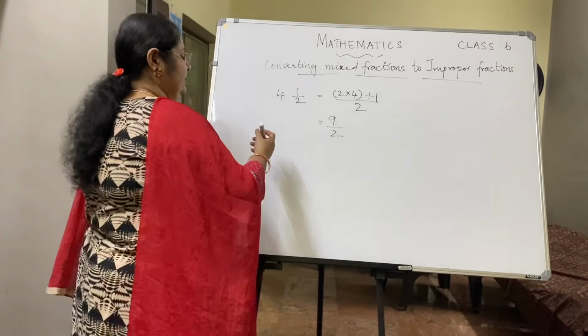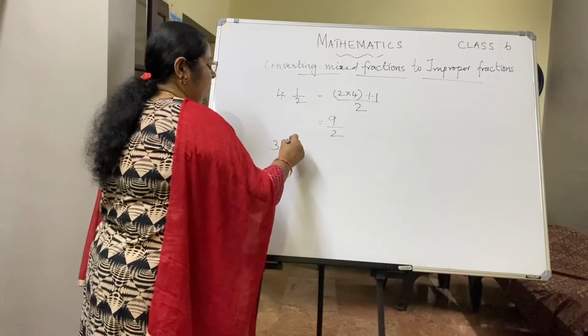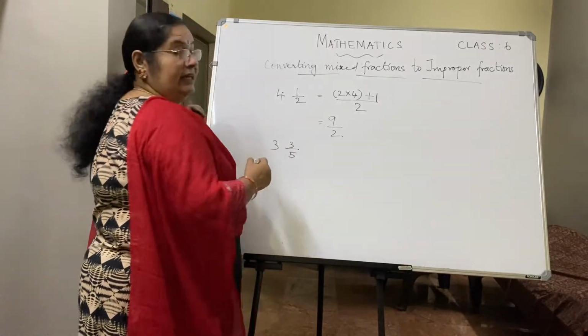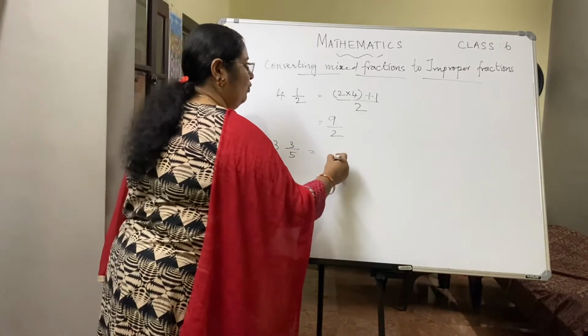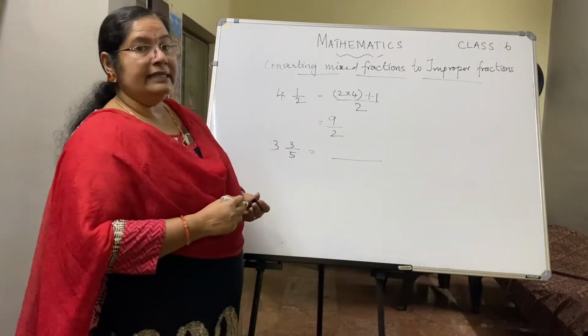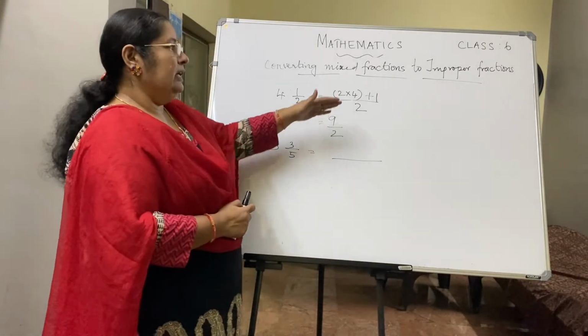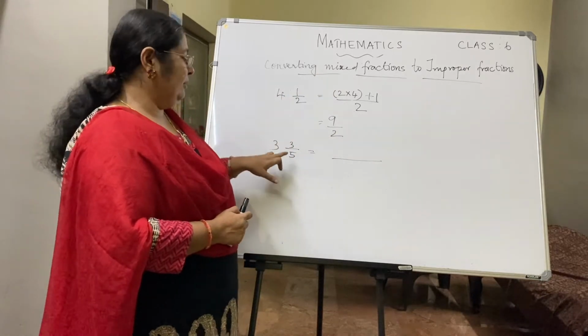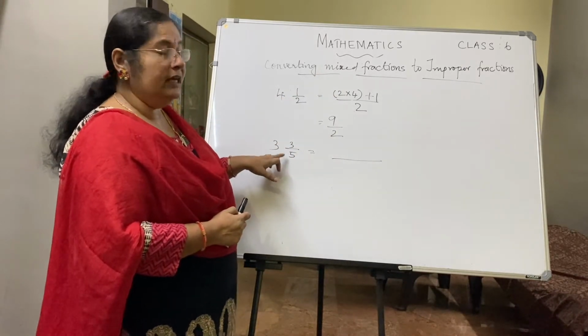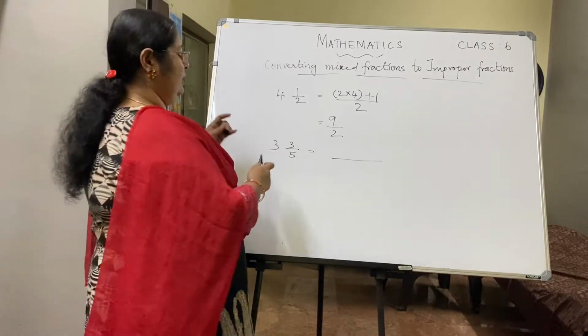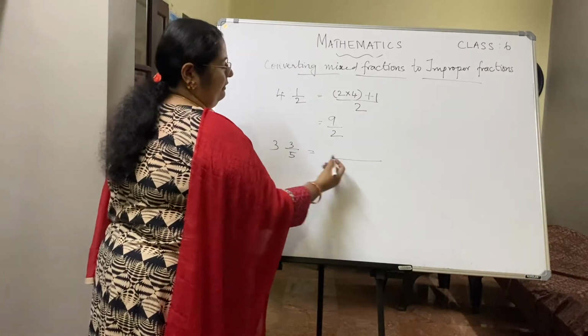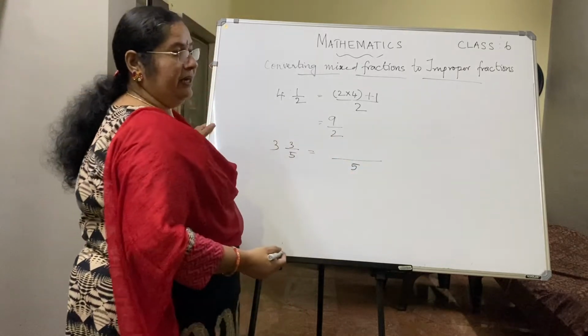One more example let us take. Say 3 3 by 5. 3 3 by 5 is a mixed fraction. Now to convert this, what will be the denominator of the improper fraction? It will be the same as the denominator of the proper fraction part of the mixed fraction. So what is the denominator here? 5. So here also the denominator is 5.